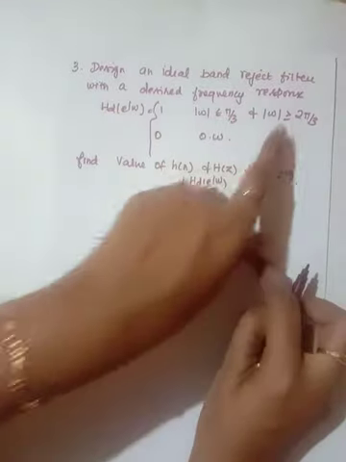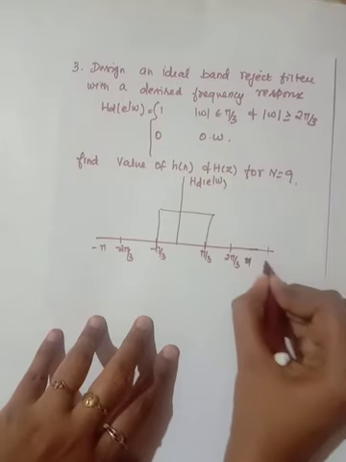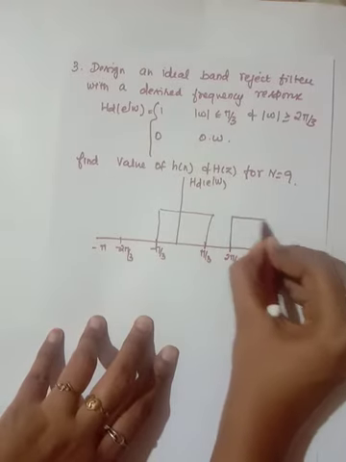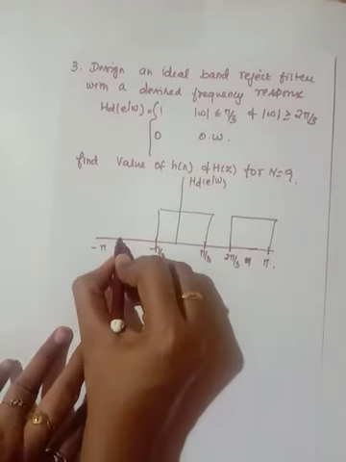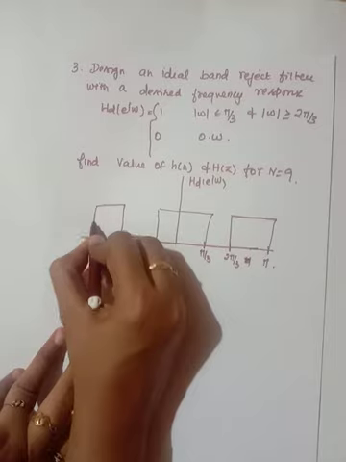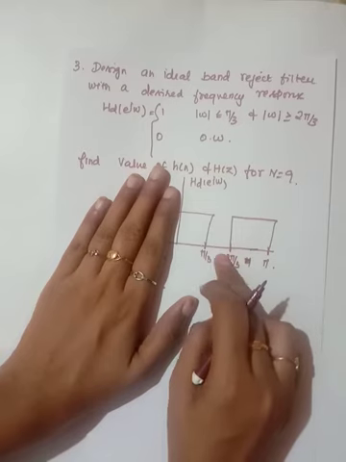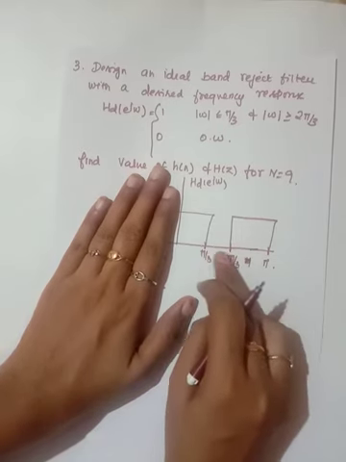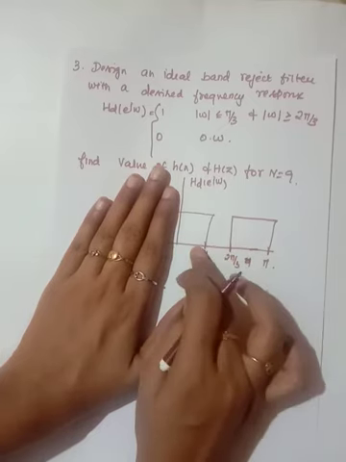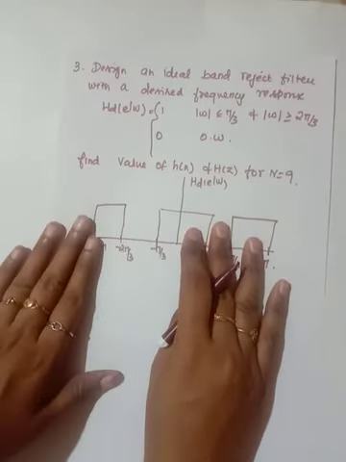The next one given is mod omega greater than or equal to 2 pi by 3. Considering here, this is your pi. So mod omega greater than 2 pi by 3, here you will get the response like this. For the negative side also I need to draw the same, so minus 2 pi by 3 to minus pi. Now see this, this is your ideal band reject filter. It is rejecting the frequencies between these two cutoff frequencies, and it will transmit the remaining frequencies. So here we have applied the same for the negative side.